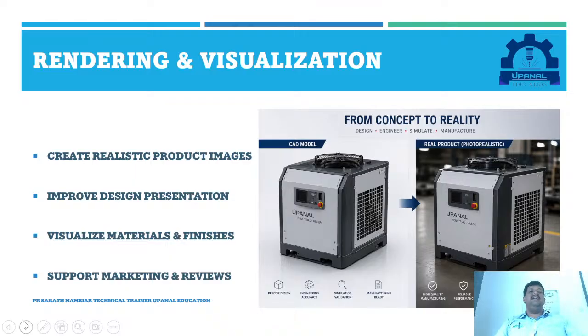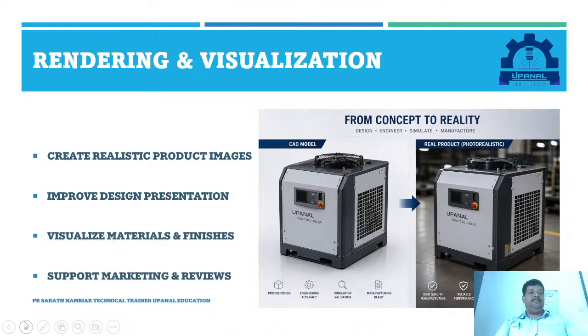Next, let's look at rendering and visualization. When we create a normal CAD model, we are mainly concerned with the engineering side of the product. We want the correct dimensions, geometry, and functionality. But sometimes we also need to show people what the final product could actually look like. This is where rendering and visualization become useful. A CAD model can be given realistic materials, colors, textures, lighting, and environments to create a much more realistic representation of the product.